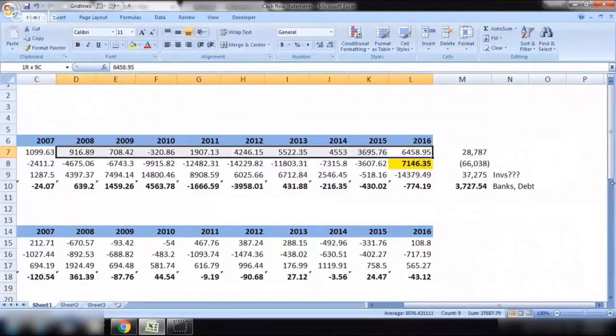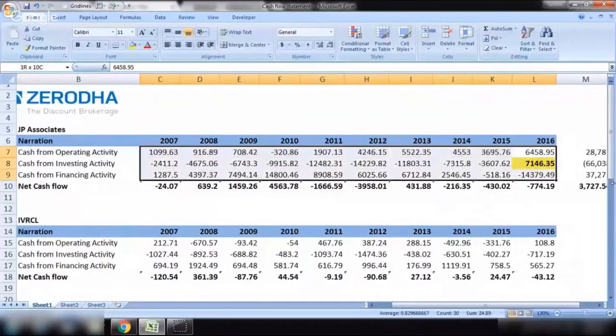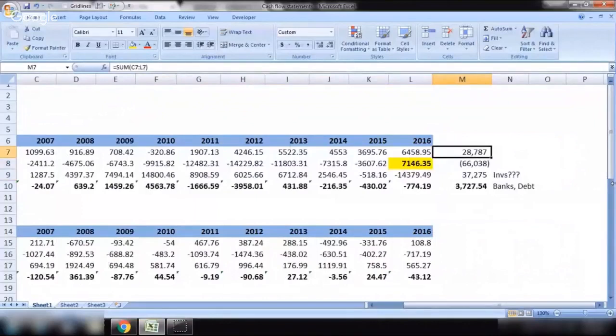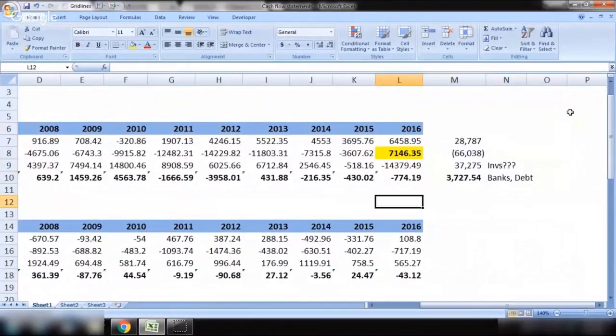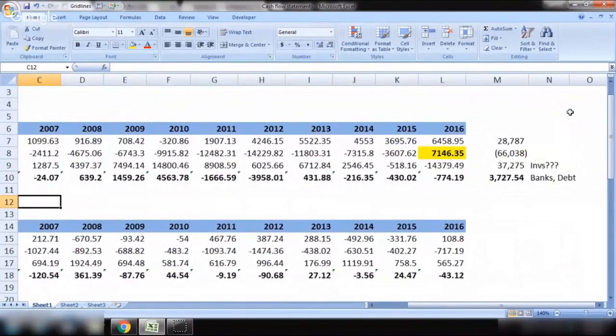I want you to appreciate that we've not looked at any chart, any balance sheet or P&L. We just looked at these 3 lines, and we were able to generate a lot of insight. And based on this alone, if you were to ask me, would you invest in JP Associates? Definitely not, right? The company is clearly sitting on a time bomb. Yeah, so that's JP Associates. So we will proceed to the next company.